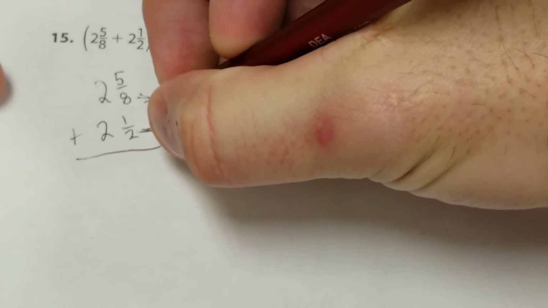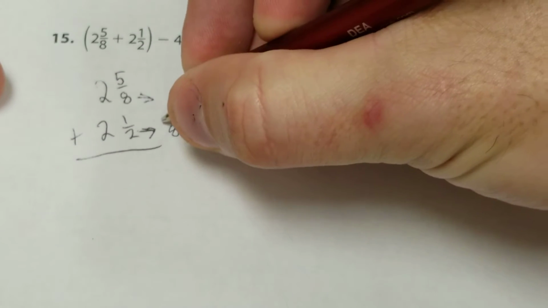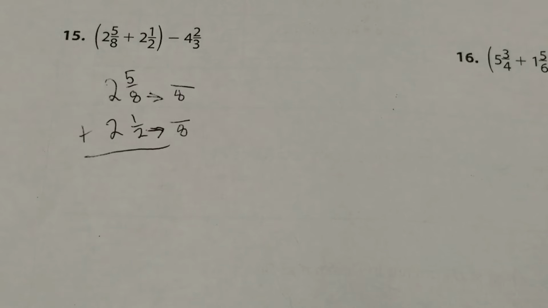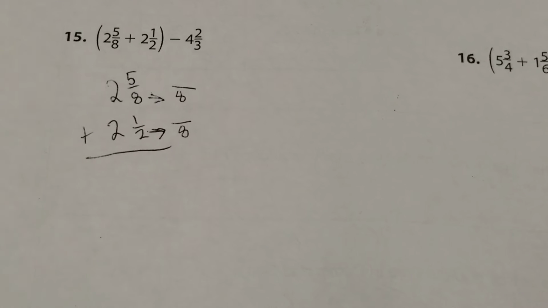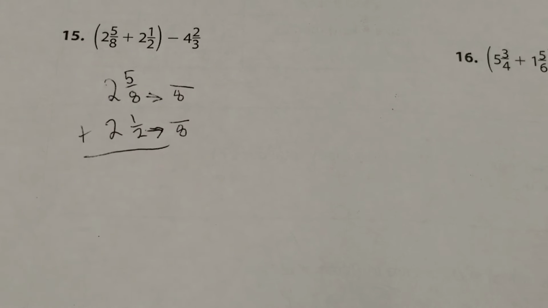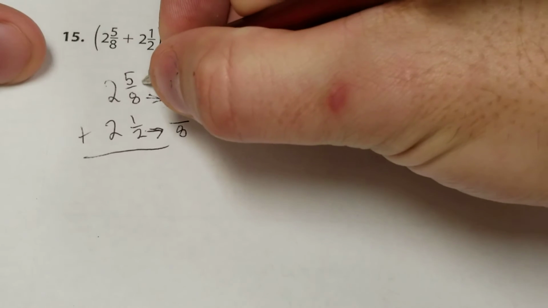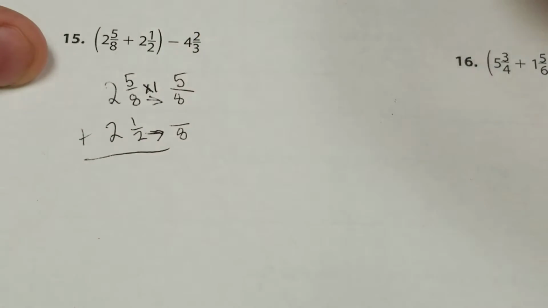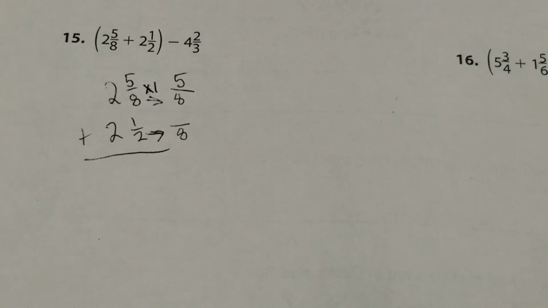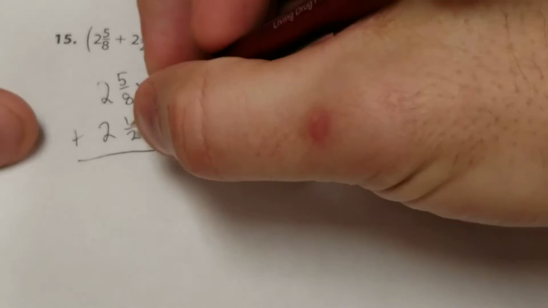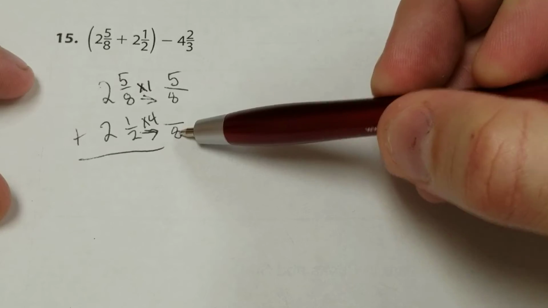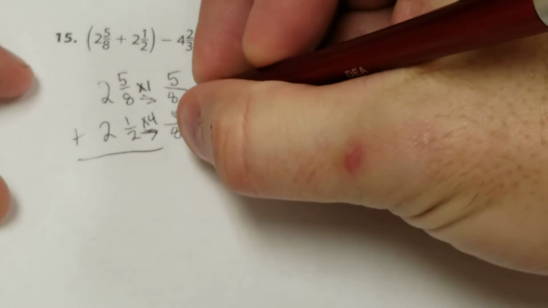I like to draw an arrow when I change these to 8s so that I can write above the arrow how I got from one to the other. If I look at the first one, it didn't change. It went from 8 to 8. You could just bring it over, or how did you get to 8? It was times 1, so 5 times 1 is 5. And how do you get from 2 to 8? Well, it's times 4. 2 times 4 is 8, so you have to do the same for the top number. 1 times 4 is 4.